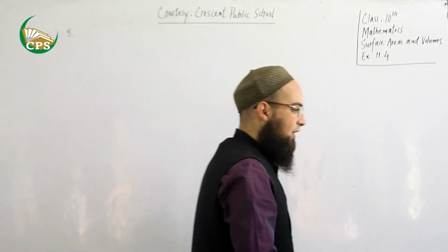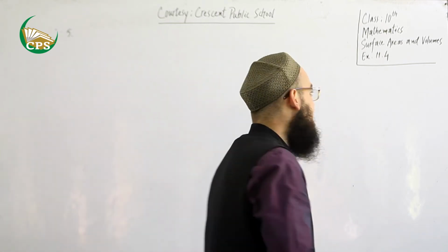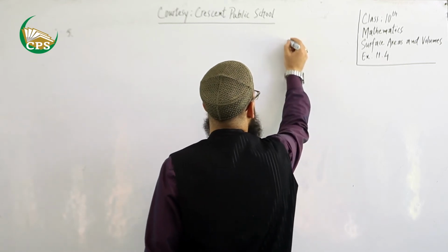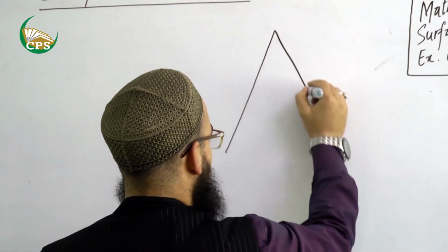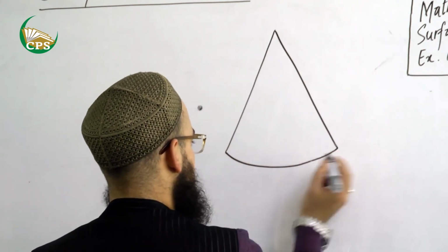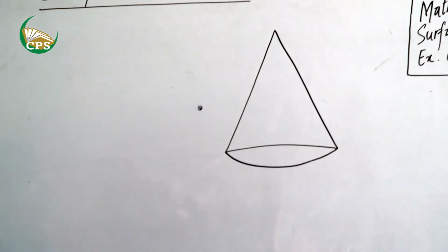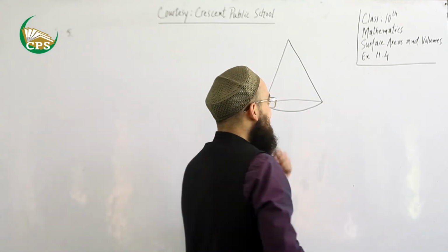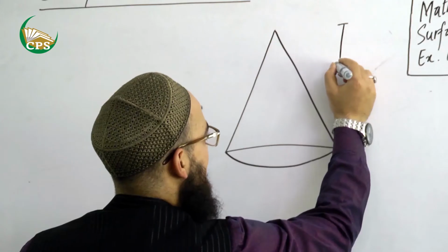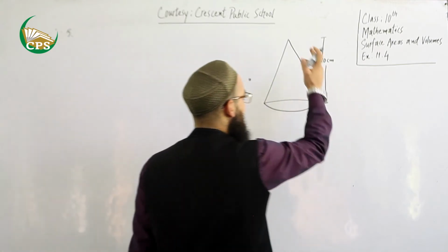Now let us have question number 5. Question number 5 says a metallic right circular cone 20 centimeter high. We have a metallic right circular cone. The height of this cone is 20 centimeter. This is the height.